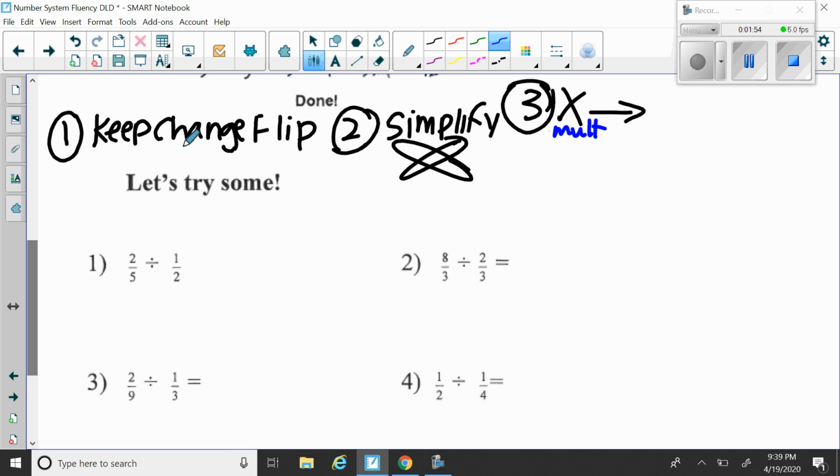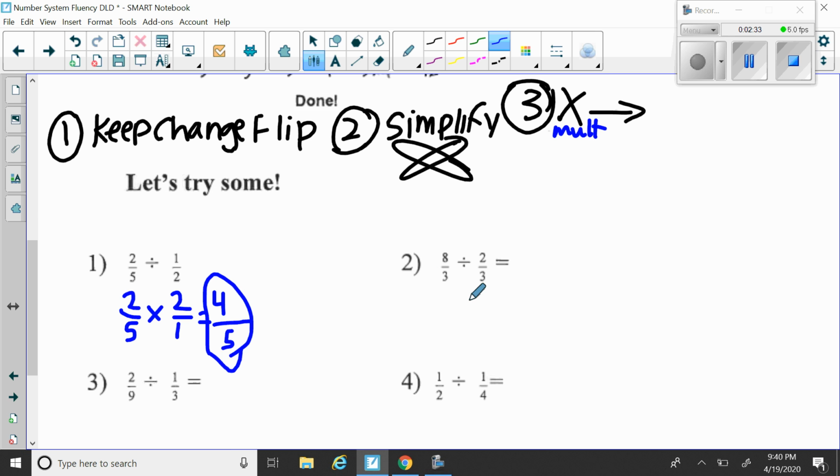Okay, so 3 easy steps. Keep, change, flip. We can simplify first and then multiply straight across just like we have been when we are multiplying fractions. Okay, so let's look at this one. We have 2/5 divided by 1/2. So then that would give us keep 2/5, change division to multiplication, and we flip 1/2 to 2/1. So then we would get 2 times 2 is 4, and 5 times 1 is 5. And on that one, we couldn't simplify either, and we don't need to at the end. So 4/5 is our answer.